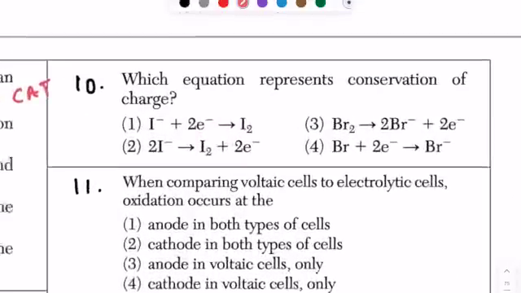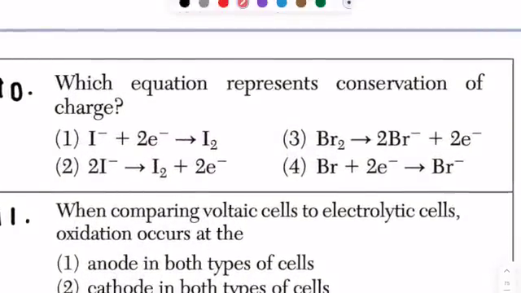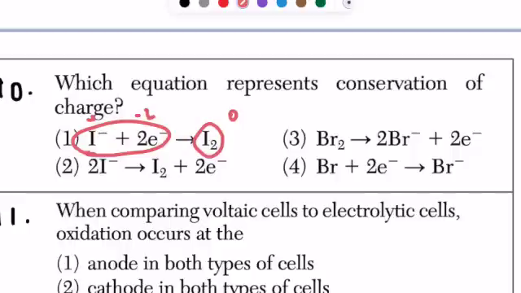Which equation represents conservation of charge? So that means the equation where the charge is the same on both sides. For example, if you look at 1, the overall charge on this side is 0. That means the overall charge on this side should also be 0. But what I see here is -1 and -2. That adds up to -3, so it's not the same. So if you compare both sides, look for the option that is the same on both sides. It looks like option 3 is the one that is balanced.